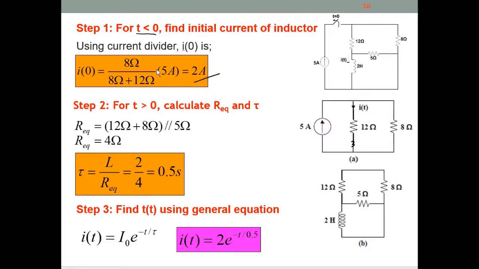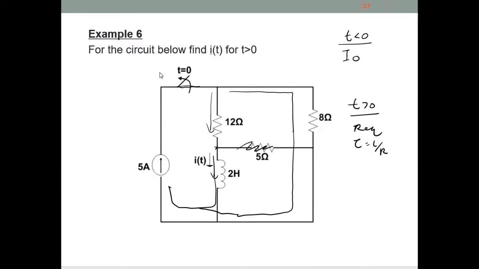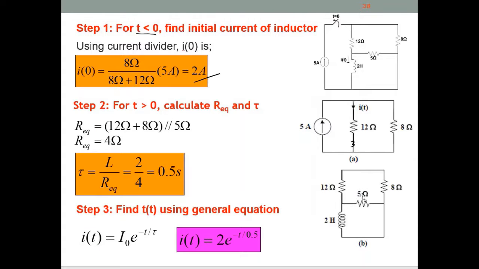Next we need to analyze these circuits when t more than or equal to 0. So the line is disconnected. The current source here is disconnected from the circuit, and now the inductor current flows through this 12 and 5 ohm, which is represented by this figure B. From here we need to calculate the R equivalent.